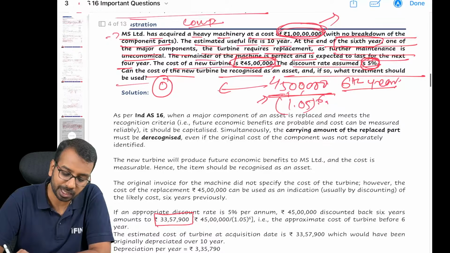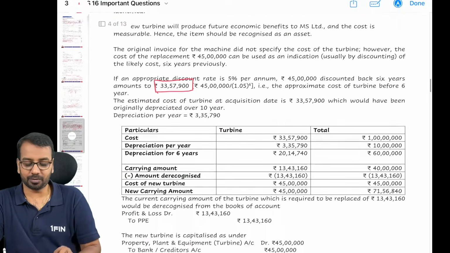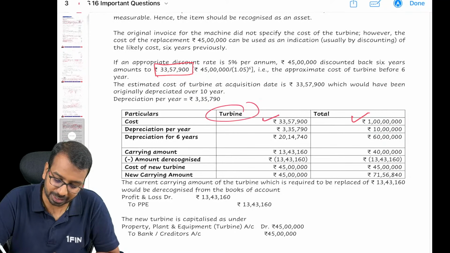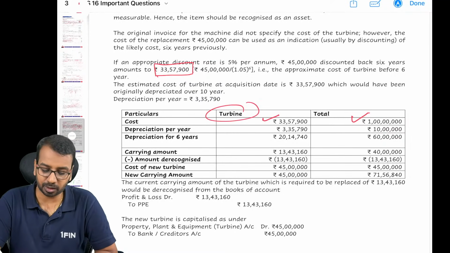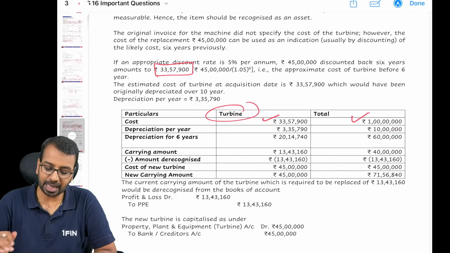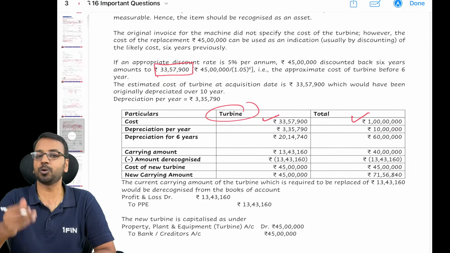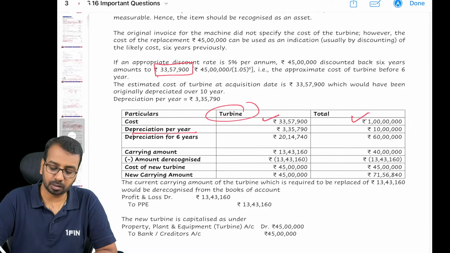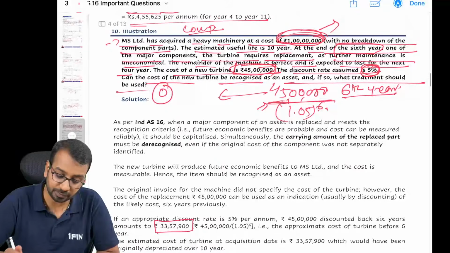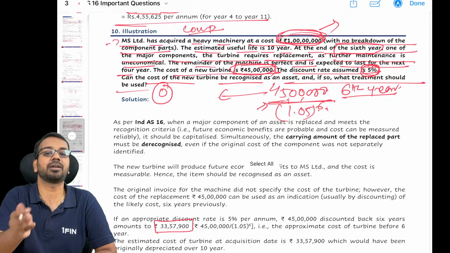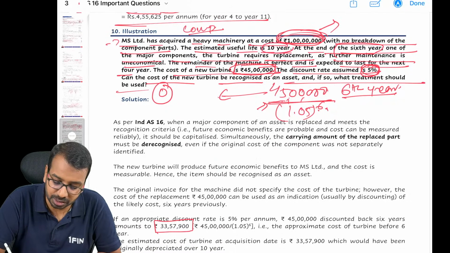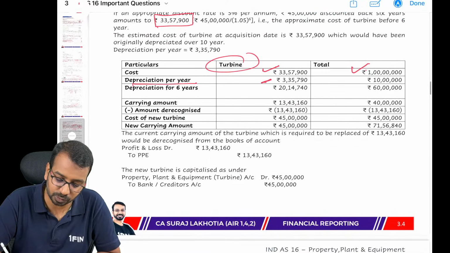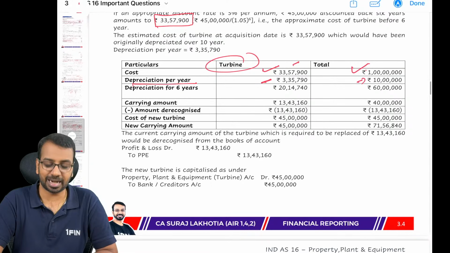How much did we pay? 1 crore. Out of the 1 crore payment, the turbine cost is 33,57,900, and the balance amount pertains to the remaining asset. So we will depreciate it per year considering what useful life? See, initially we did not know the life was 6 years. So we will depreciate considering a 10-year useful life. So every year we will charge 3,35,000 for the turbine.